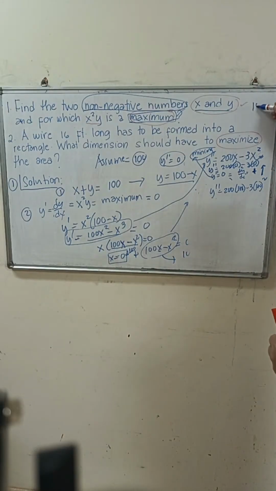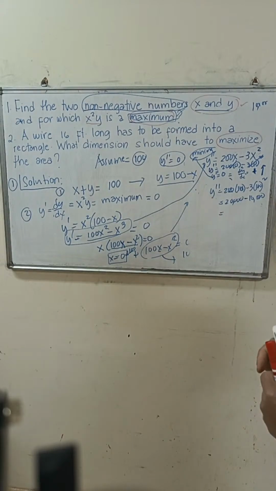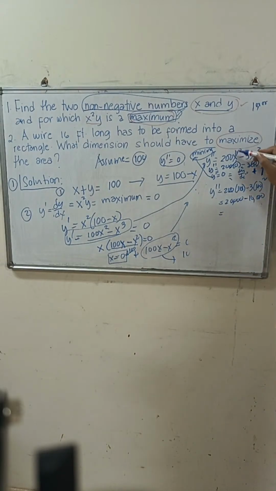100 raised to the power 2 is 10,000. So 200 times 100, how many zeros? 1, 2, 3, 4. So 20,000, right? See, 100 times 200. Count the zeros: 1, 2, 3, 4. So 20,000.